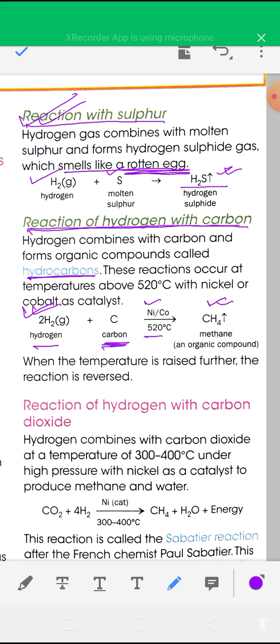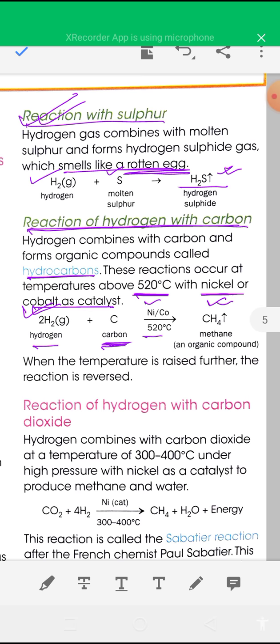So this reaction occurs at a temperature above 520 degrees Celsius with nickel or cobalt as catalyst. Hydrogen combined with carbon in the presence of a nickel or cobalt catalyst at a temperature of about 520 degrees Celsius, and the product is methane, CH4.